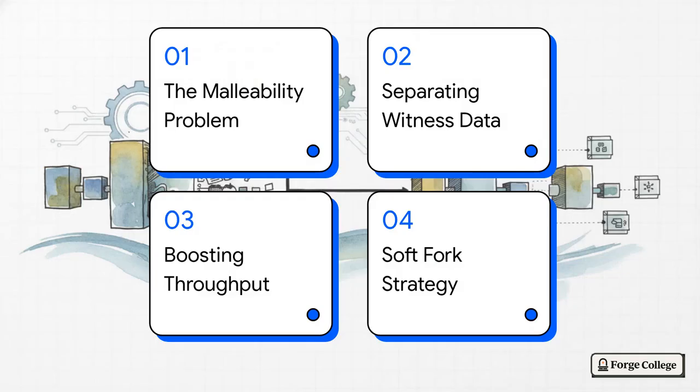So here's our engineering blueprint for today to understand how the network fixed this massive headache. We'll be looking at 1. The malleability problem. 2. Separating witness data. 3. Boosting throughput with weight. And 4. The soft fork strategy.